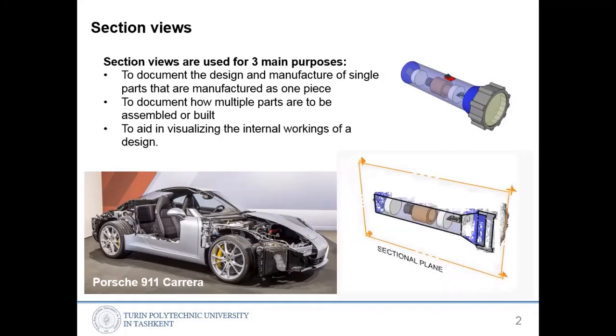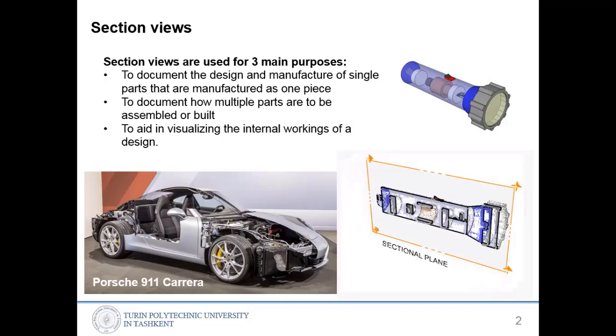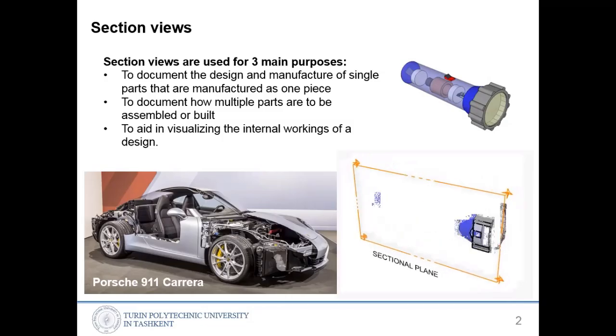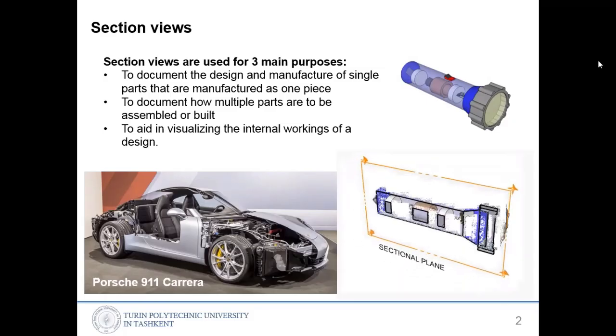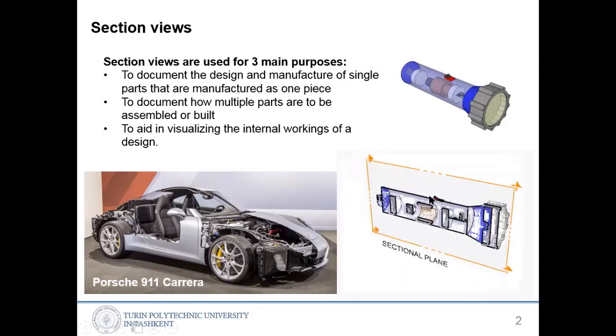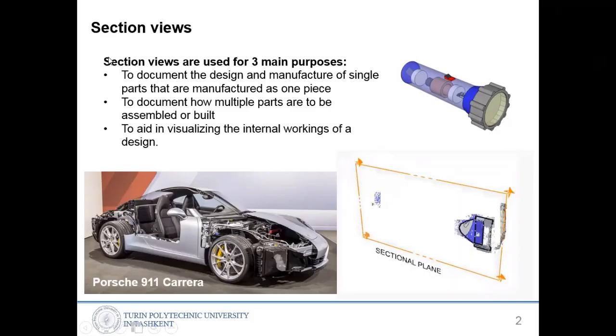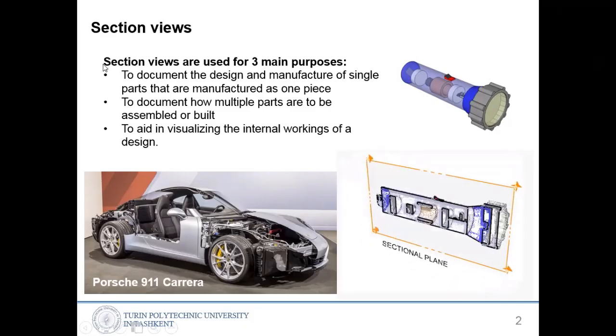in order to be able to show inner components, we need to make section views. We cannot make transparent things in two-dimensional drawings. So that's why there is a method called section view making. Section view generation shows what's inside. There are three main purposes for making section views.